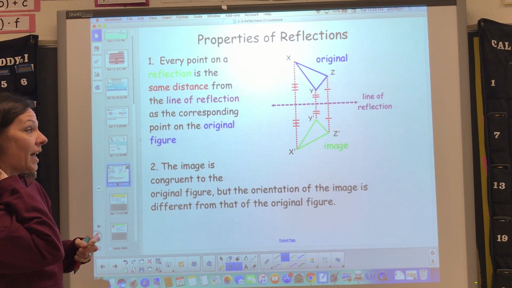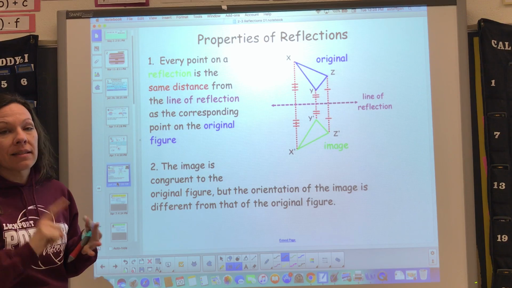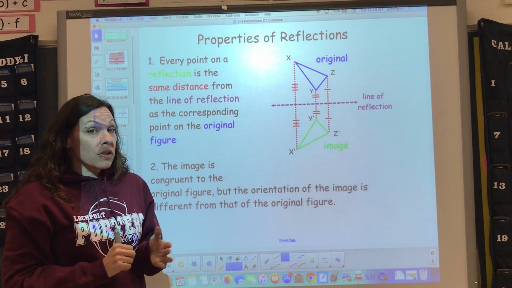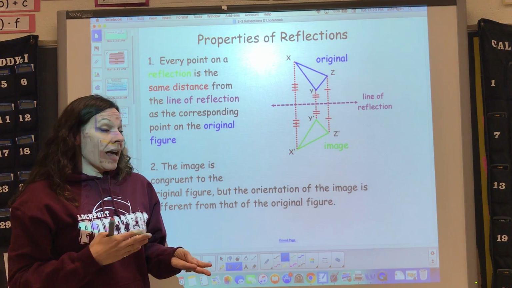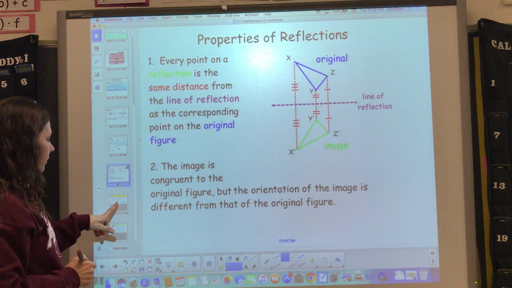So the image and pre-image are congruent. They have the same size and the same shape. Every side is corresponding, every angle is corresponding. All sides and angles are congruent. They just don't have the same orientation.